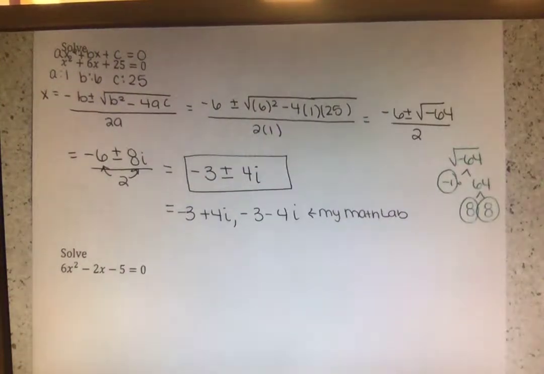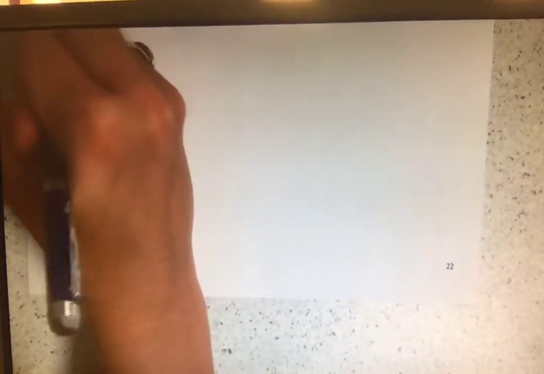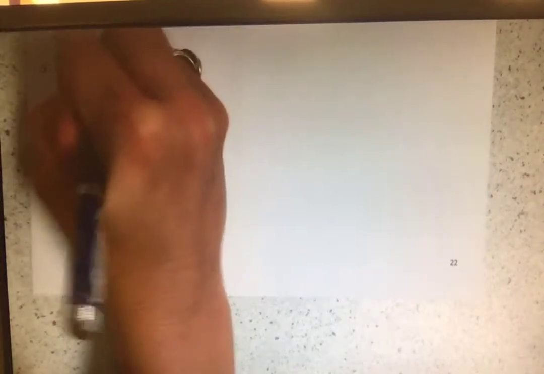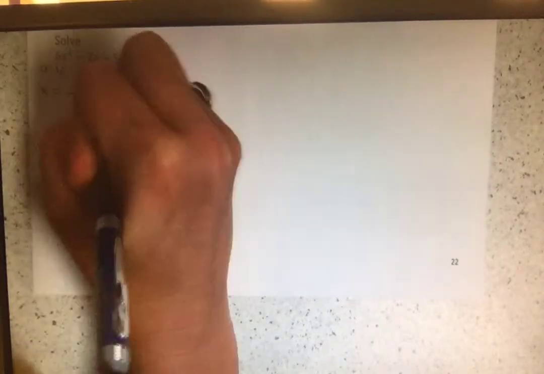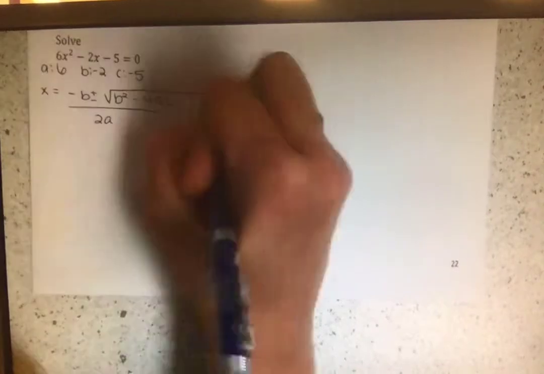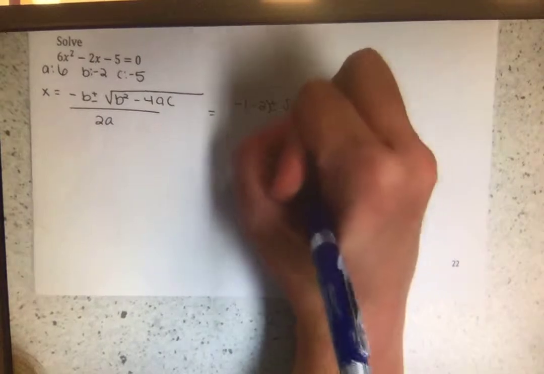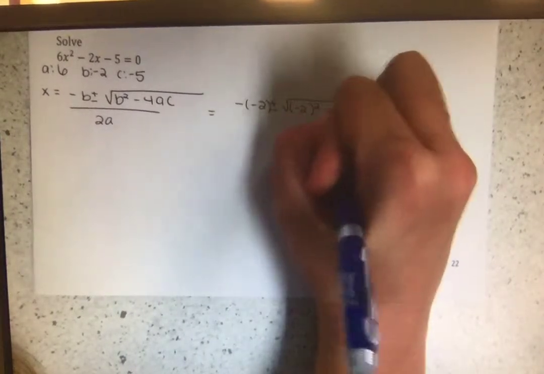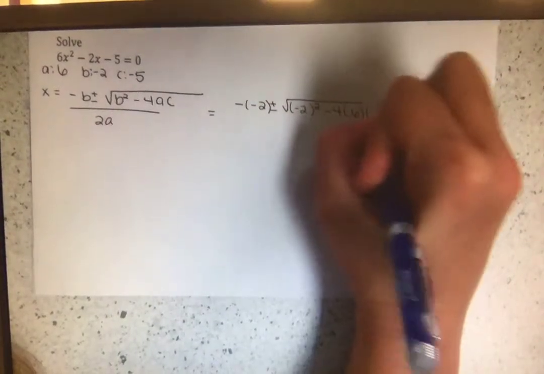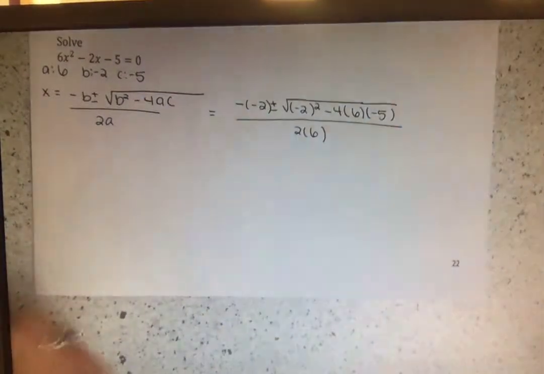Let's do another example, solving 6x squared minus 2x minus 5 equals 0. So again, it is already in standard form for us. So this tells us a is 6, b is negative 2, and c is negative 5. So we can just plug in our values into our quadratic formula. So we have negative 2 plus or minus the square root of negative 2 squared minus 4 times 6 times negative 5 all over 2 times 6.